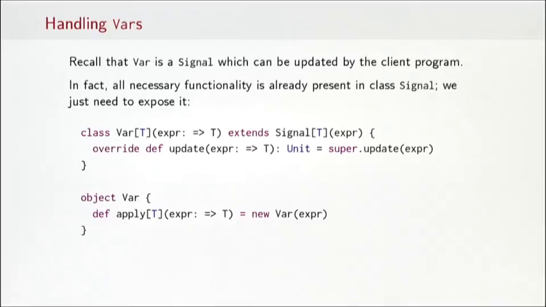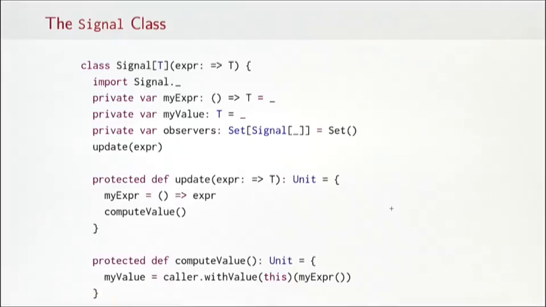So the second bit of functionality still missing concerns Vars. Recall that a Var is a signal that can be updated by the client program. And in fact, all the functionality we need for that is already present in class Signal, because Signal does already have an update method. Here you see it. The update method essentially does the right thing. It assigns the expression to be the current expression and it recomputes the value.